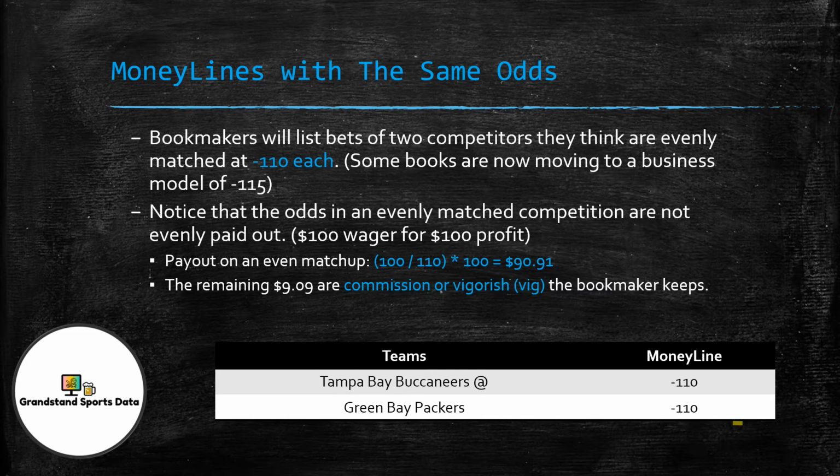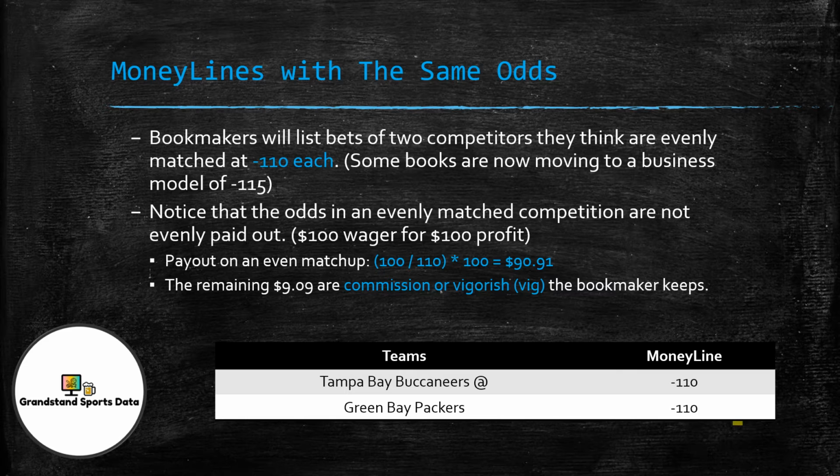Now, money lines with the same odds. Bookmakers will list bets of two competitors they think are evenly matched at minus 110 each. Just note some books are now moving to a business model that lists them at minus 115. Now notice that the odds in an evenly matched competition are not evenly paid out, which means $1 wagered to $1 return.